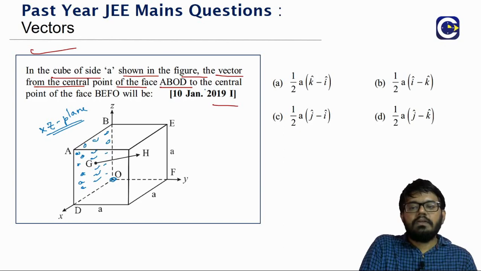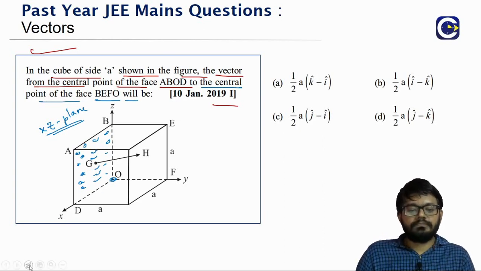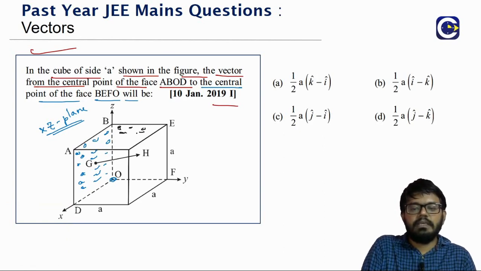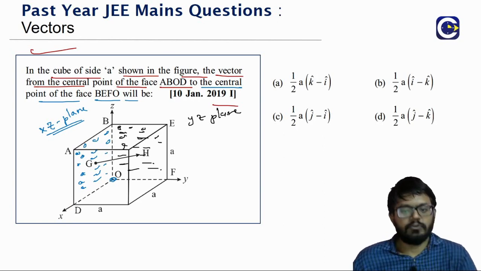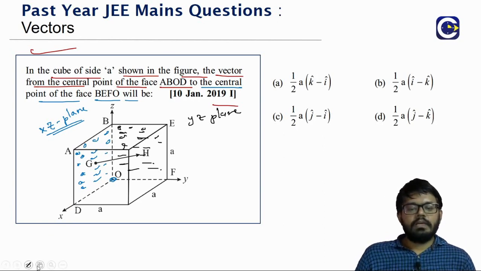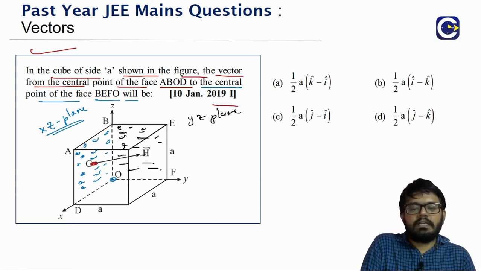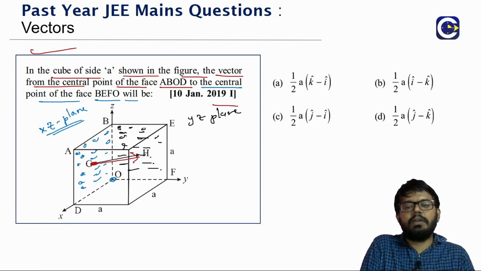From there, we have to draw the vector to the central point of the BEFO. Where is BEFO? I'll just mark it with a different color. So you can see here, this is the BEFO face. Now what is that? This is a YZ plane. What is BEFO? That is the YZ plane. Now let us focus on the central point. So G is the central point. So basically we have to draw a vector from G to H. H is the central point of the BEFO.